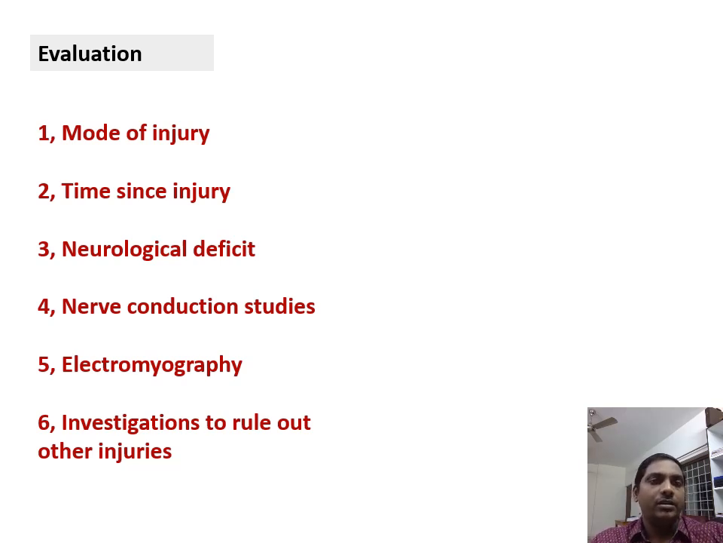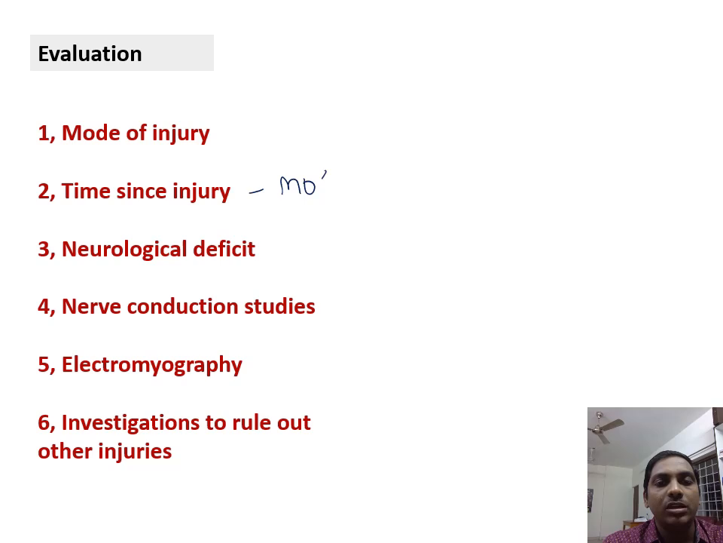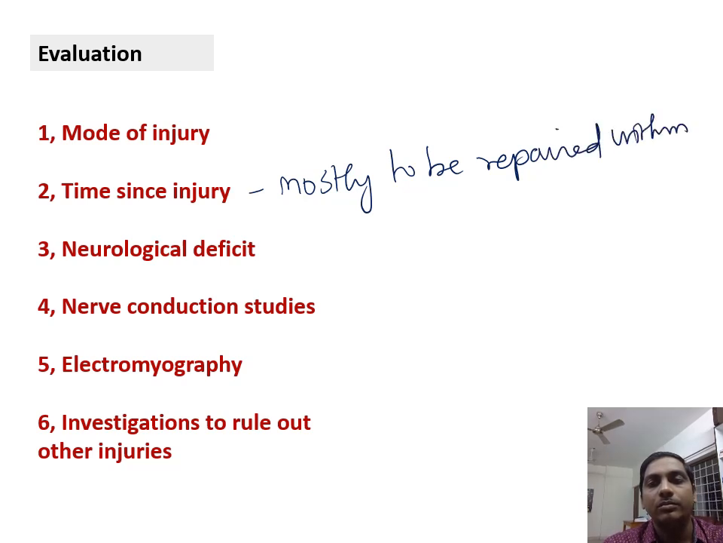How to evaluate the nerve injury? You should know the mode of injury, whether it is a blunt trauma or a penetrating trauma. Penetrating trauma if it's a gunshot, complex trauma, or a sharp incised tidy wound. Tidy wounds generally require repair immediately if it's complete. Okay, and time since injury, like most of the complete transection of the nerve injury should be repaired within 3 days of trauma, that is 72 hours.